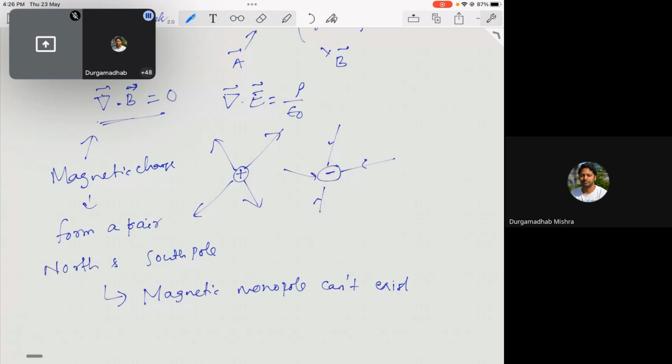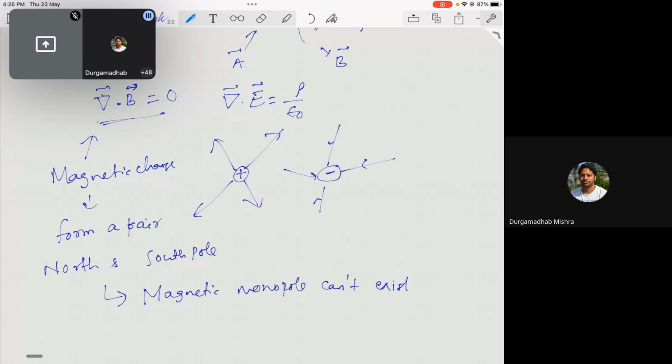And that also means that when you draw magnetic field lines, it has to start from some point, the north pole, and it should terminate at the south pole. So this is what typically you see in books. Unlike in an electrostatic field, where isolated charges can exist.